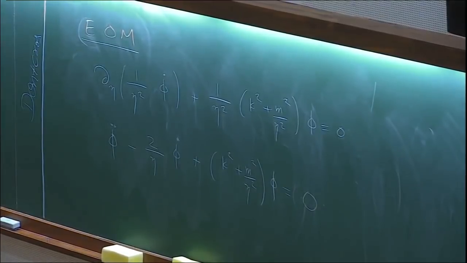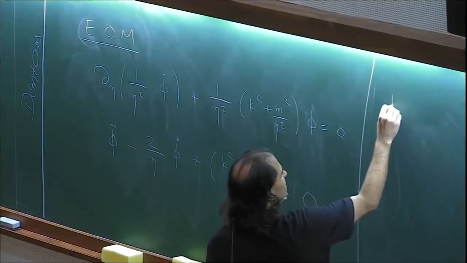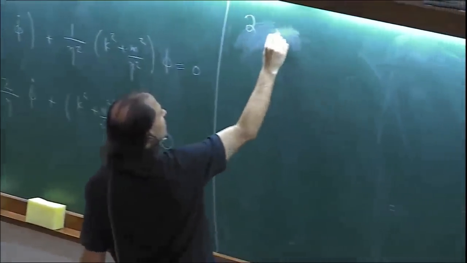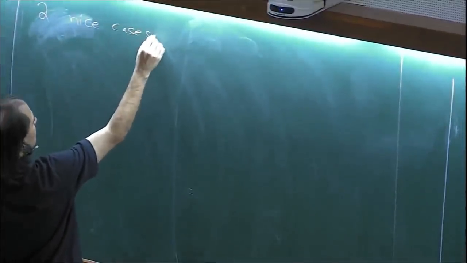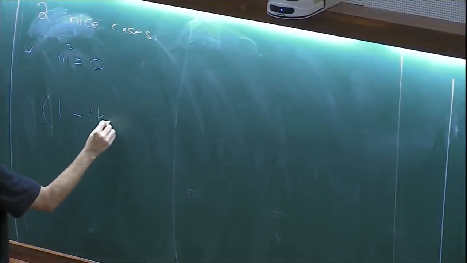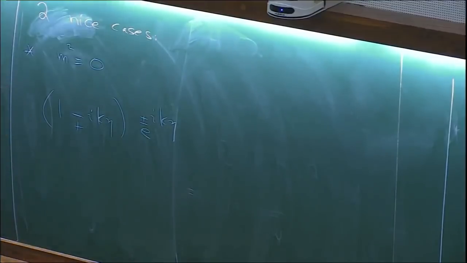Now, before solving this equation in general, let's look at some special cases for some intuition. There are two nice cases. One is m squared equals 0. And when m squared equals 0, I'll leave it as a small exercise for you to show that there are two solutions. That's a little exercise to show that these solve the equation of motion.